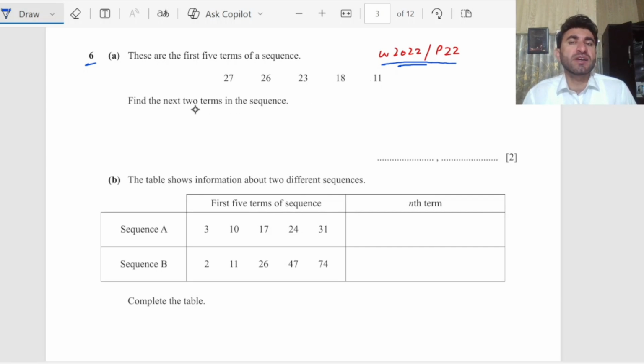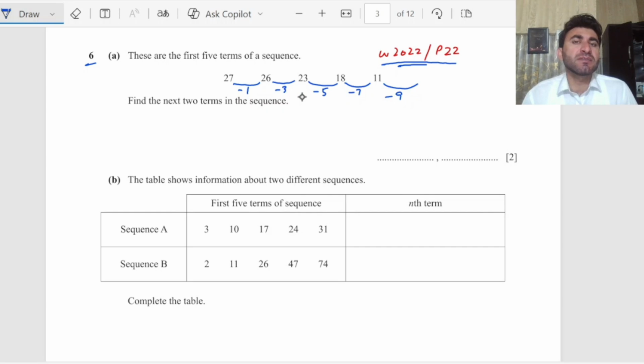In order to find the next 2 terms of the sequence, let us investigate that when we subtract 1 from 27, we get 26. When we subtract 3 from 26, it becomes 23. When we subtract 5 from 23, it is 18, and when we subtract 7 from 18, it is 11. So the term after 11 shall be minus 9.